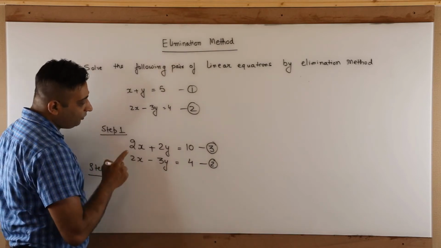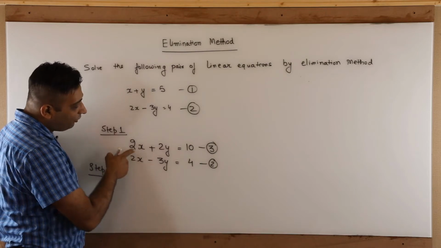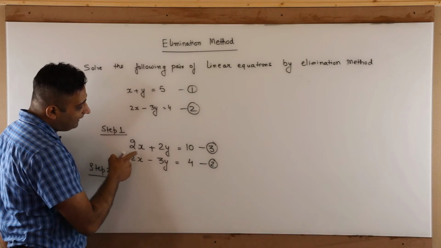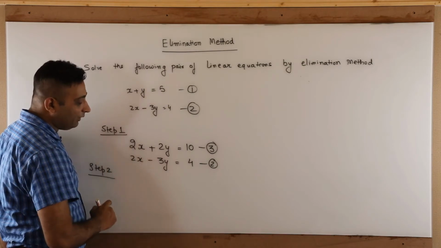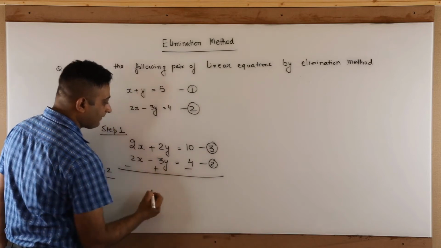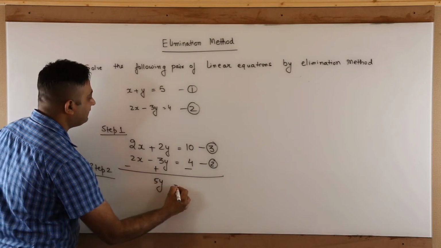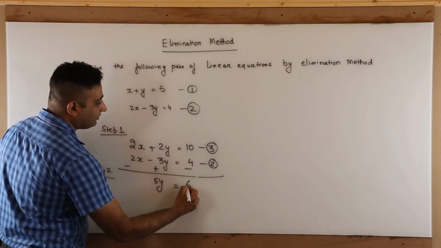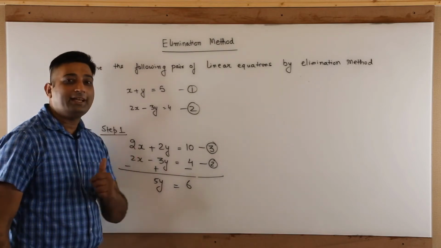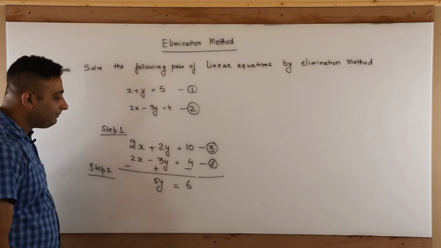The purpose of multiplying equation number 1 by 2 is to make the coefficients of one variable equal. So, in this we made the coefficient of x equal. Now, after subtracting these two equations, what will we get? We will get 5y on the left side and 6 on the right hand side. You can see that the variable x got eliminated. That's why this method is called the elimination method.